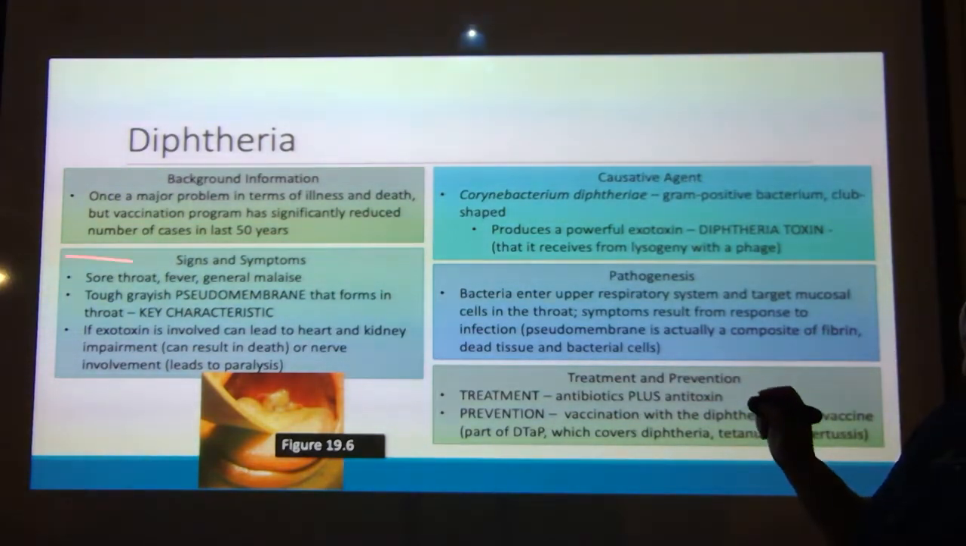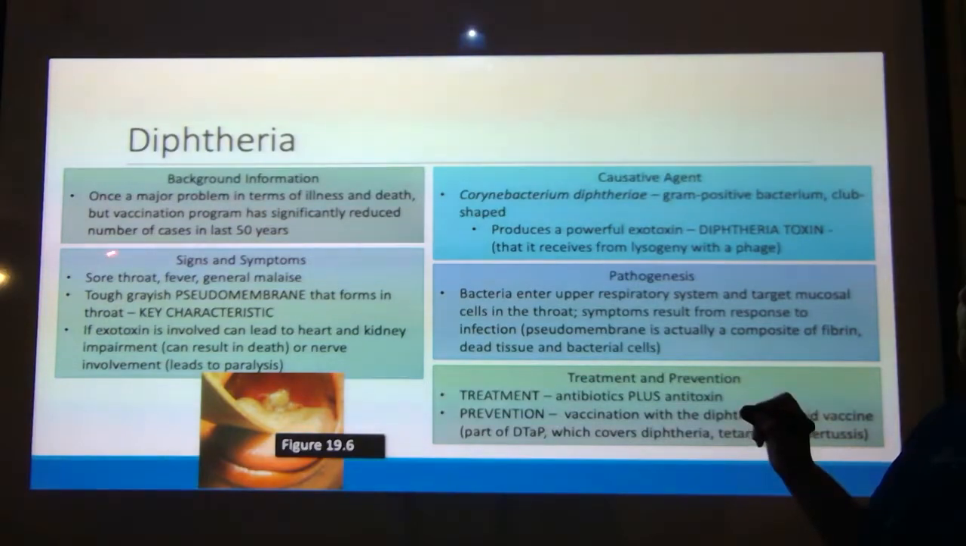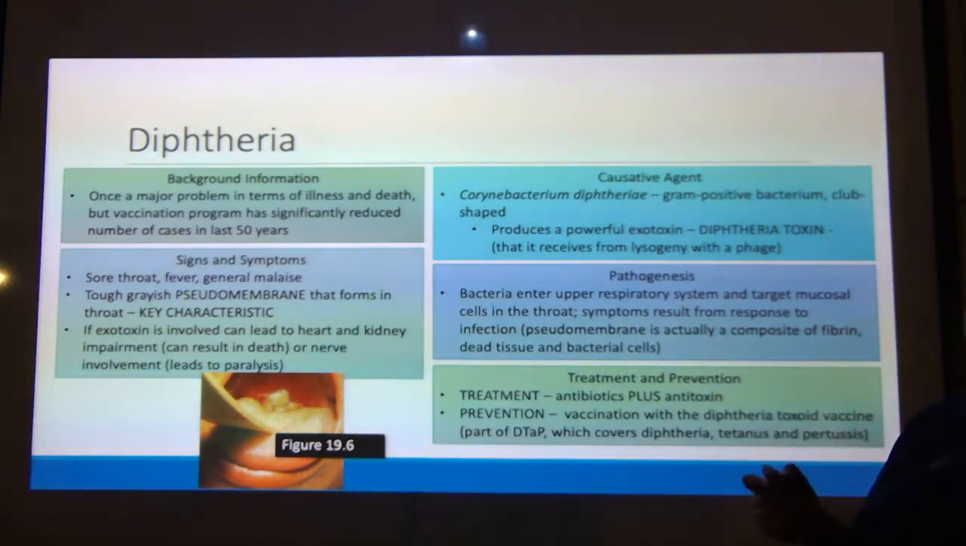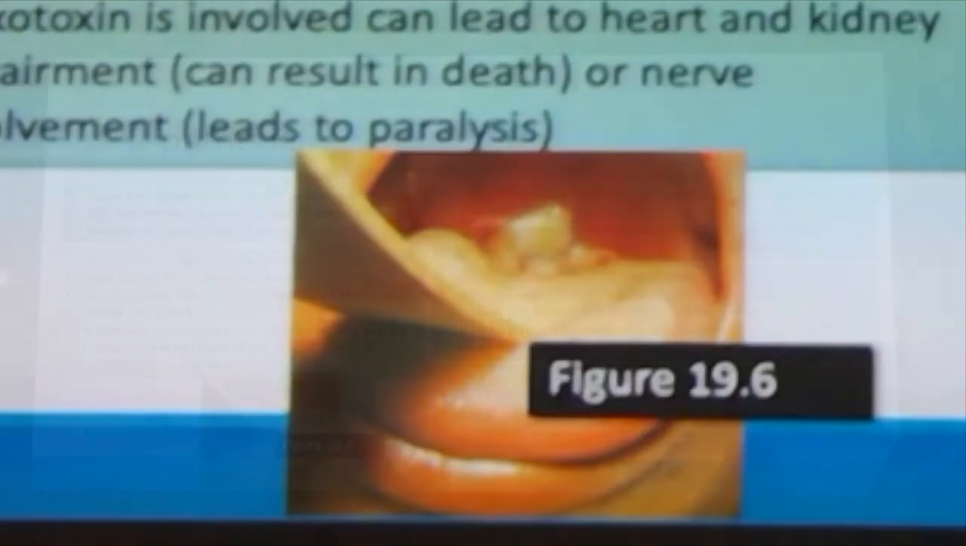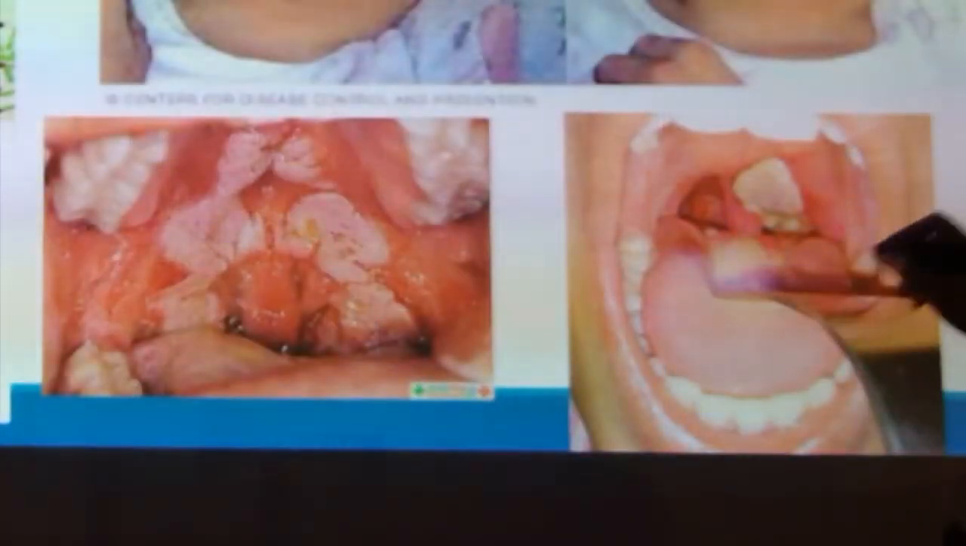Signs and symptoms: sore throat, fever, general malaise. I just don't feel good. What you see though, there's a tough grayish pseudomembrane that forms in the throat. This is kind of a key characteristic. You can see it right here. You can also see it here.